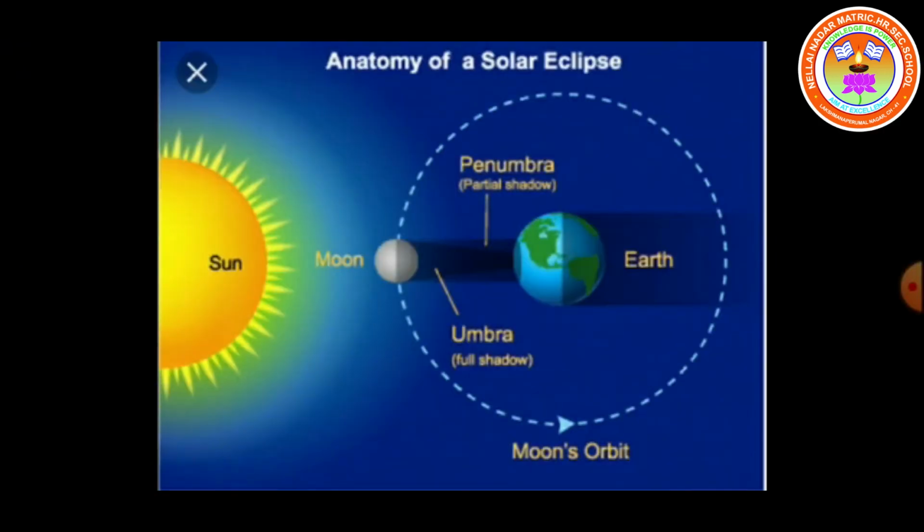Eclipses. An eclipse is an incident when any astronomical object is partially or fully obstructed due to the placement of another astronomical object in the presence of light. Thus, solar and lunar eclipses occur due to the property of light known as rectilinear propagation of light.